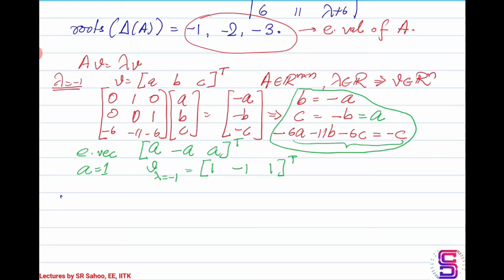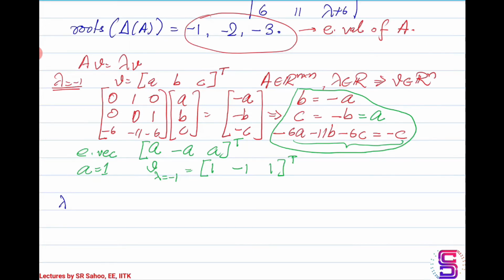You can choose a to be equal to 2. Then your eigenvector would be 2, -2, 2. The other eigenvectors are scaled up versions of this eigenvector. You scale it up by a real scalar, and you will get another eigenvector. Just choose one. The remaining eigenvectors are going to be linearly dependent on this eigenvector.